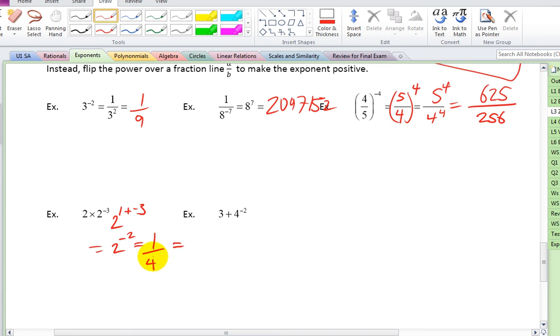So 1 over 4, 2 squared. Here's what it was. 1 over 4.